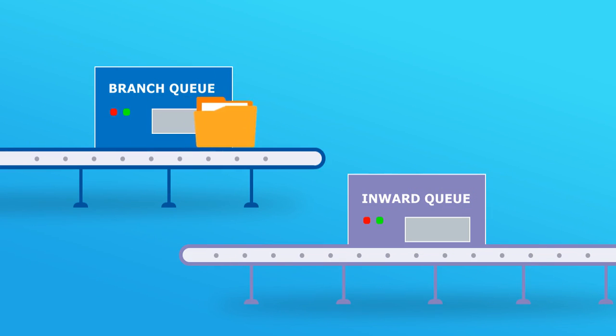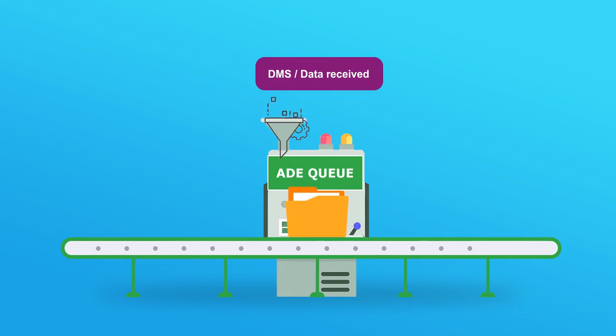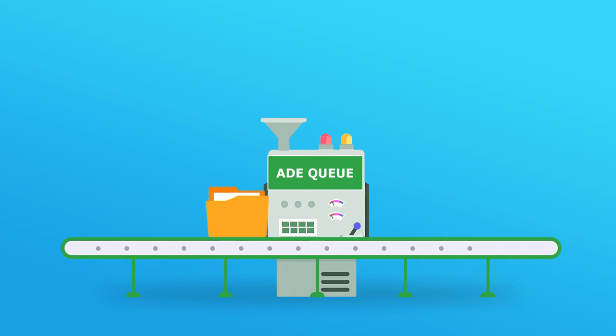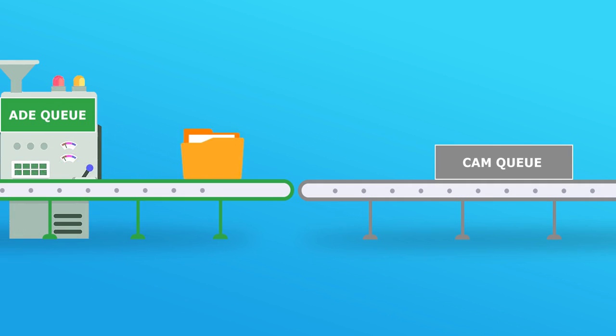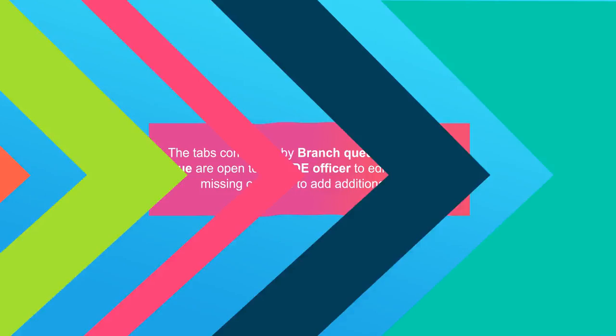As we have seen, application submitted from branch queue to invert queue for verification, post invert task completion, application moves to ADE queue. In ADE queue, additional data entry is done based on documents uploaded in DMS or data received from the respective systems. Once the ADE task gets completed, the application moves to CamQ. The tasks completed by branch queue and invert queue are open to the ADE officer to edit if anything is missing or wants to add additional data.